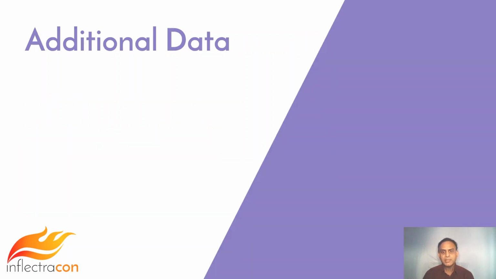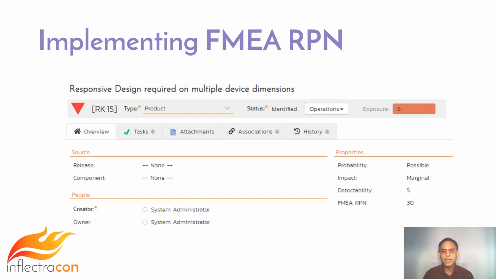We now need the detectability field, which can then be used to compute the FMEA risk priority number. To do this, we will use custom properties at the risk level. First, add a detectability custom property. This should be a numeric field.